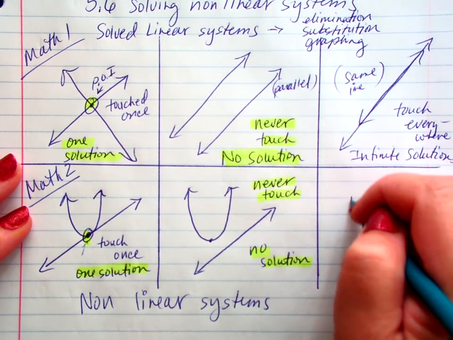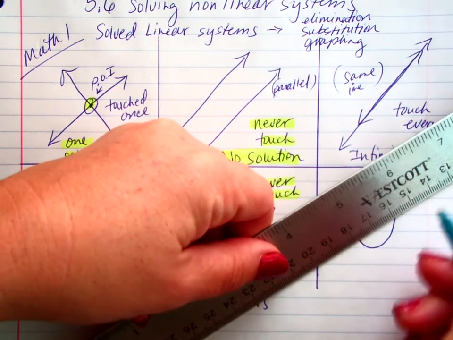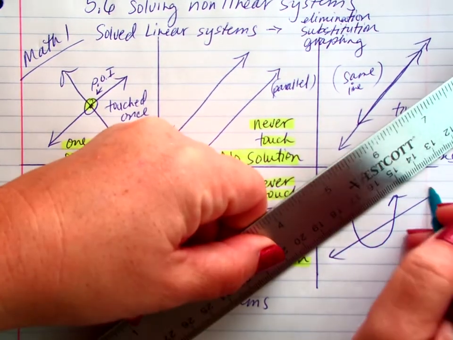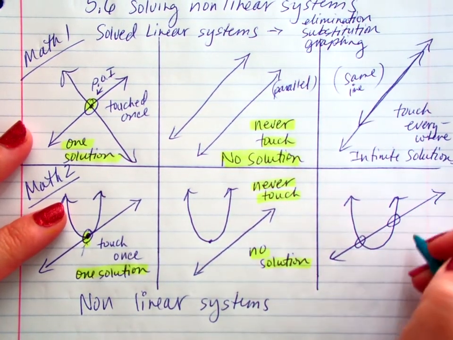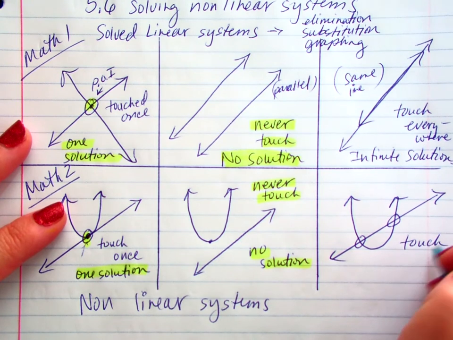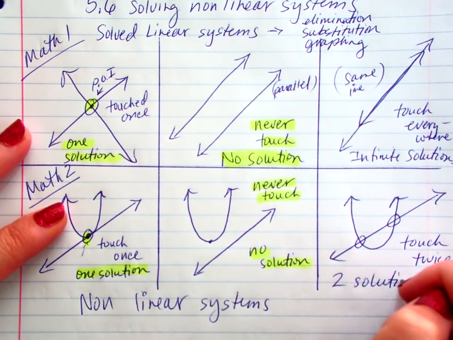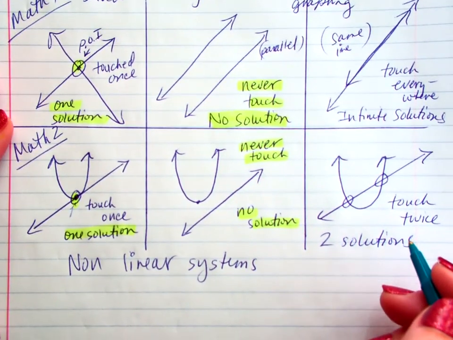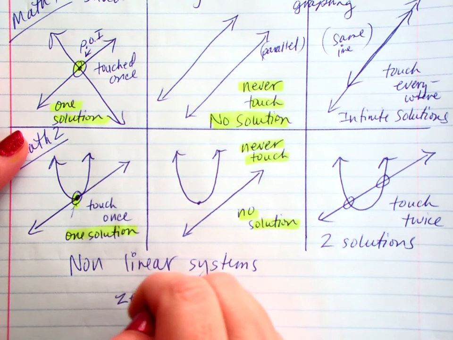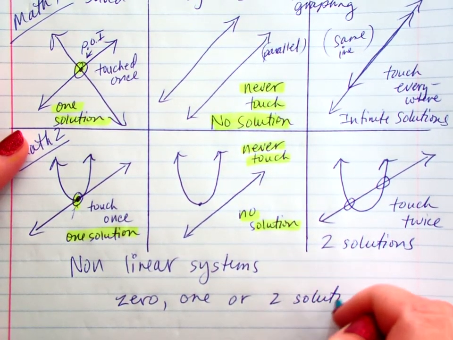What we are going to see a lot of this chapter is something that we didn't have with lines last year. This is the new idea. Because it's a curved parabola, this time it's going to be able to touch twice. This is called two solutions. So what are we going to see on this? We're going to see that there might be 0, 1, or 2 solution possibilities.